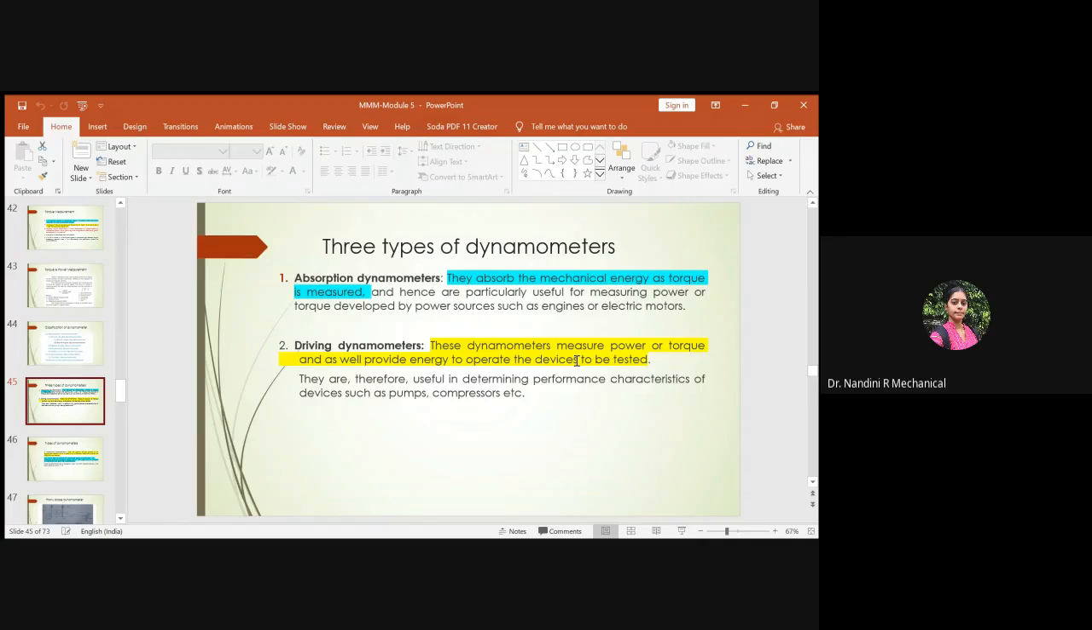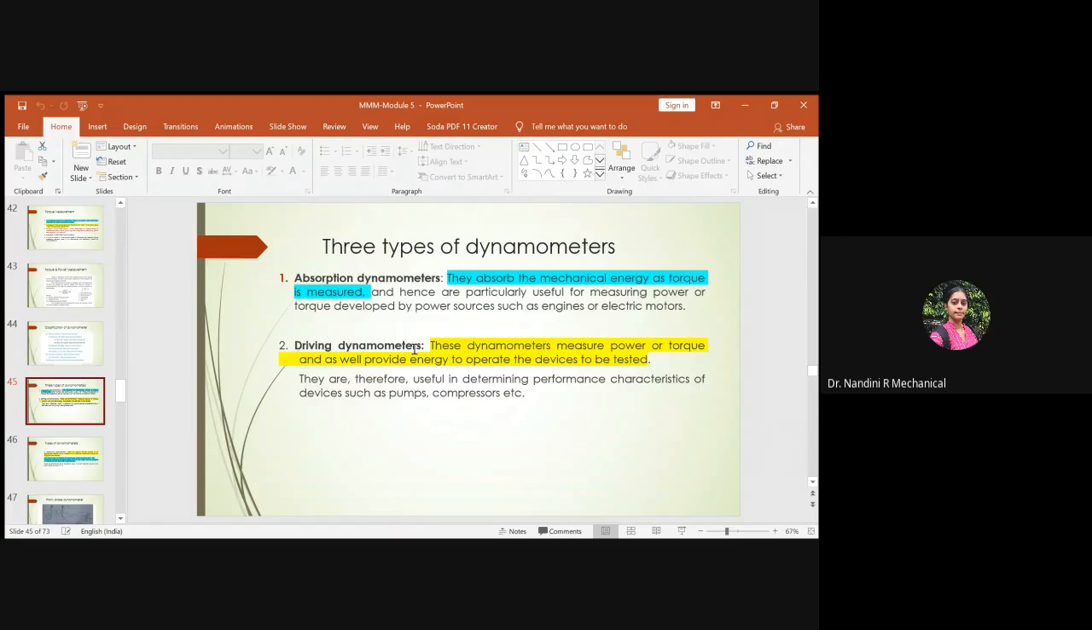So it provides the required energy in order to make any device operate, apart from measuring power and torque. So it is an advanced version when you compare it with the absorption dynamometer, because that helps only in measuring either the torque or the power. But here, along with the measurement of the torque and the power, it is able to drive or run the device which has to be tested. And hence, it is useful in determining various performance characteristics of devices such as pumps, compressors, etc.